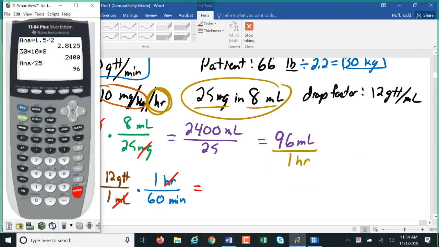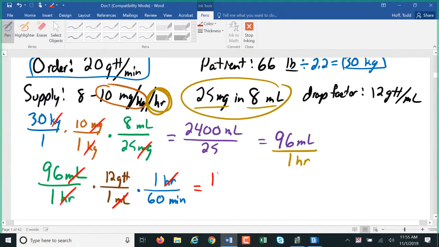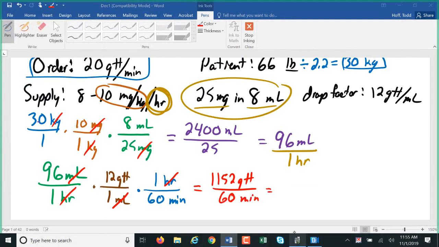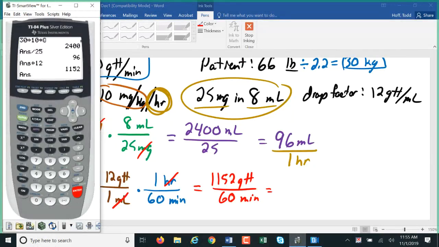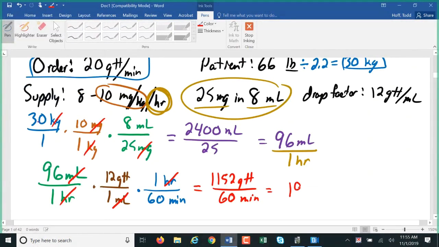Now let's calculate our drops per minute. So 96 times 12 on top gives us 1,152 drops over 60 minutes. It's 19.2 drops per minute.